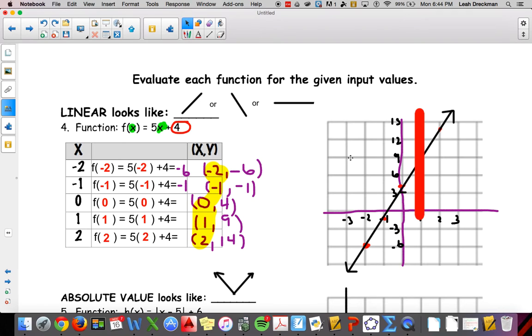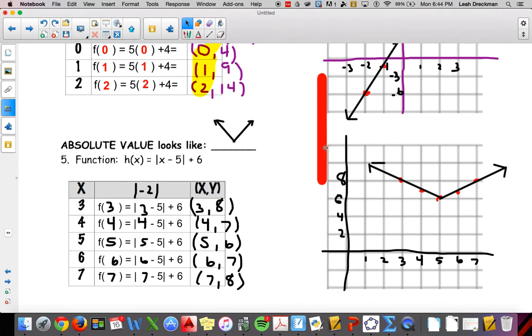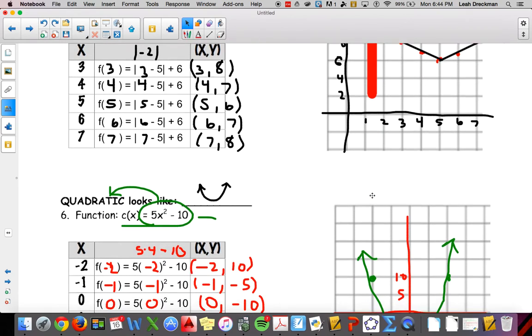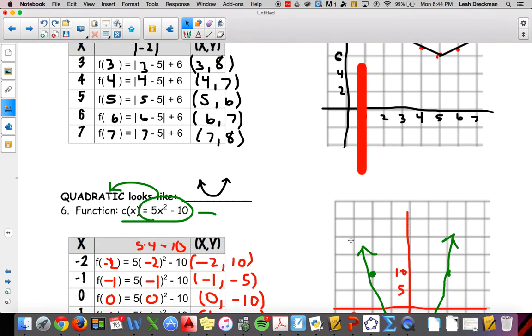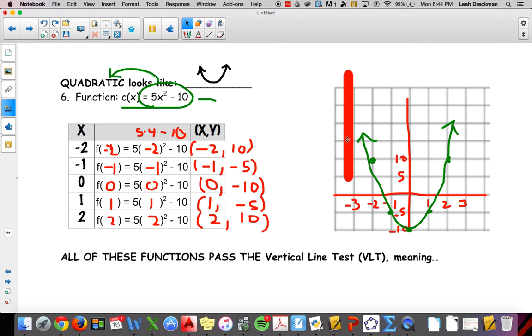All right, let's try it on the next one. From left to right, if I drag this across, the red line never touches the graph in more than one location. It actually doesn't even have to touch it at all. It just can't touch it twice. All right, even the parabola, even though as it gets steeper, it still is only going to cross through this line once because every input only has one associated output.